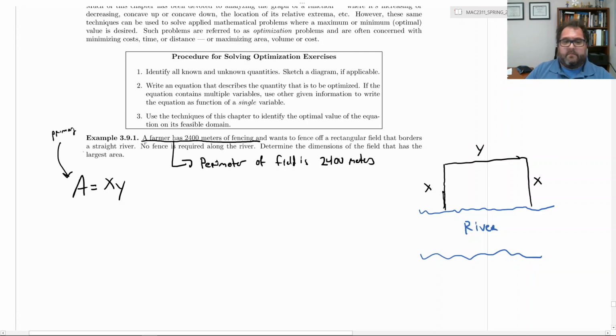And then we need some more information, which is going to be called a secondary function. What does this tell us? Perimeter is 2400. But what's the perimeter of our rectangle here? Well, perimeter tells us that what? 2X plus Y is 2400. Okay, so 2X plus Y equals 2400. So that's going to be what we call our secondary equation.